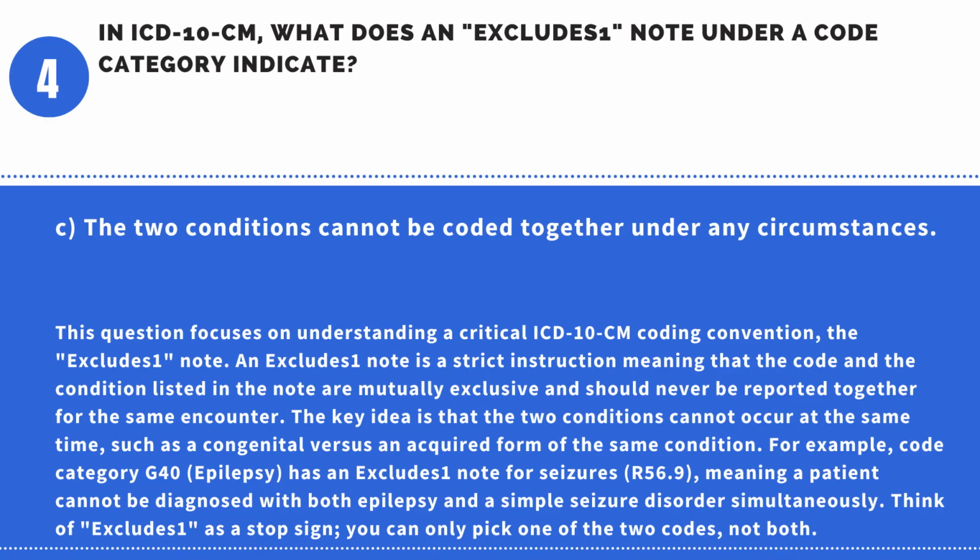Think of excludes one as a stop sign. You can only pick one of the two codes, not both.